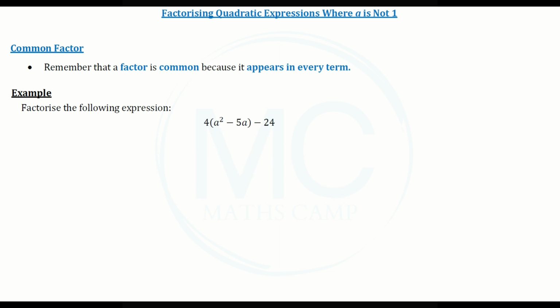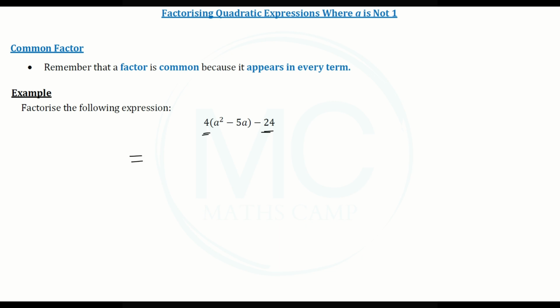Let's do one more. Now, this is a little bit different to what you've looked at in the past. And a lot of students say, okay, well, we know we need to expand the bracket. Please don't expand the bracket. Remember that simplification is expansion. It's getting rid of the bracket. Factorization is creating the brackets. Now we have got 4 outside the bracket here, and we have negative 24, which is divisible by 4. So let's take 4 out of this equation.